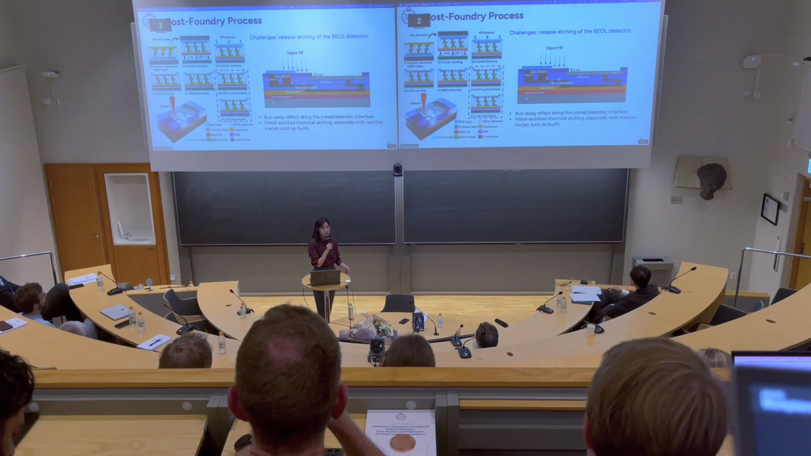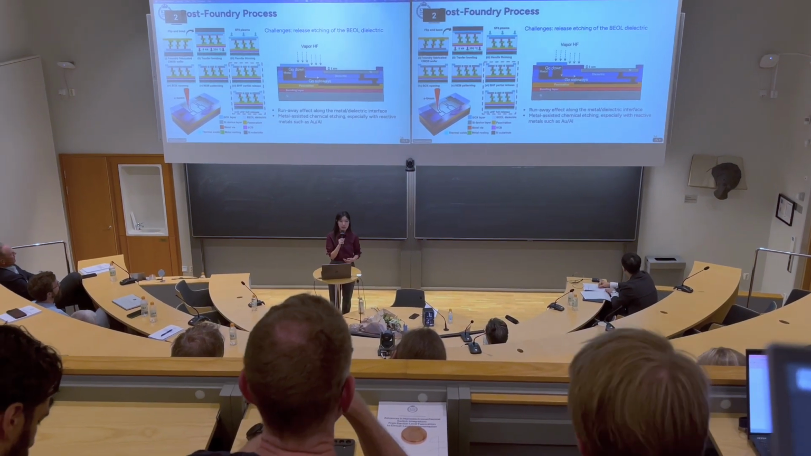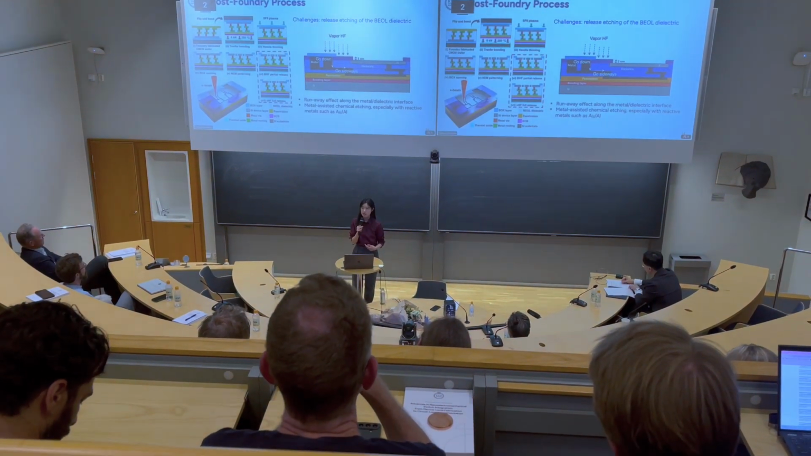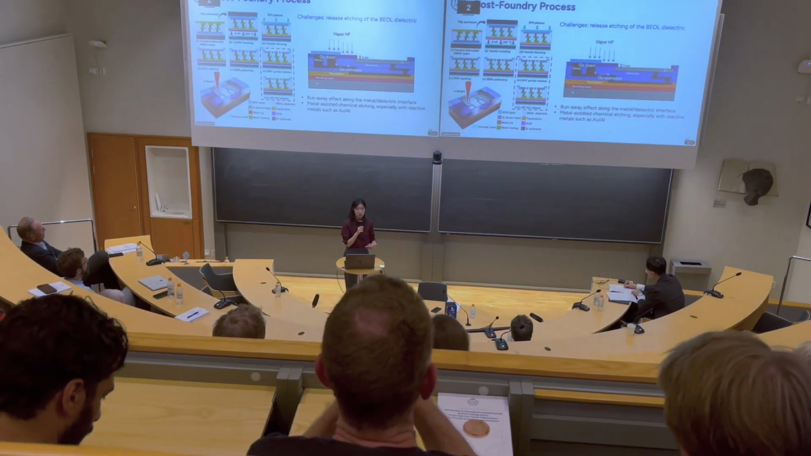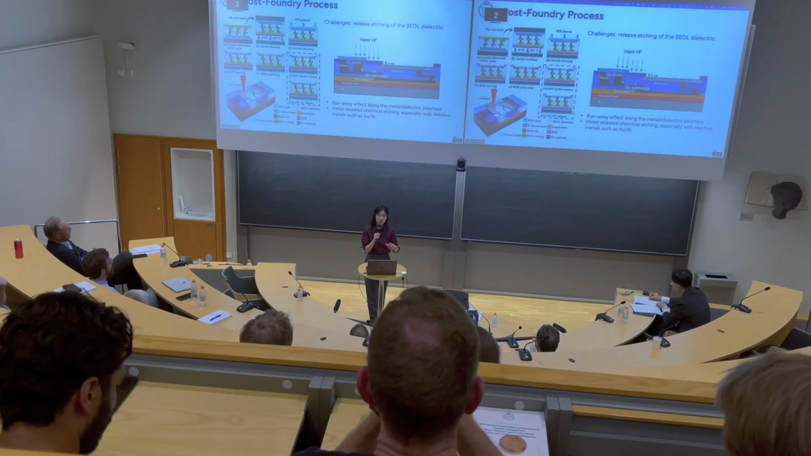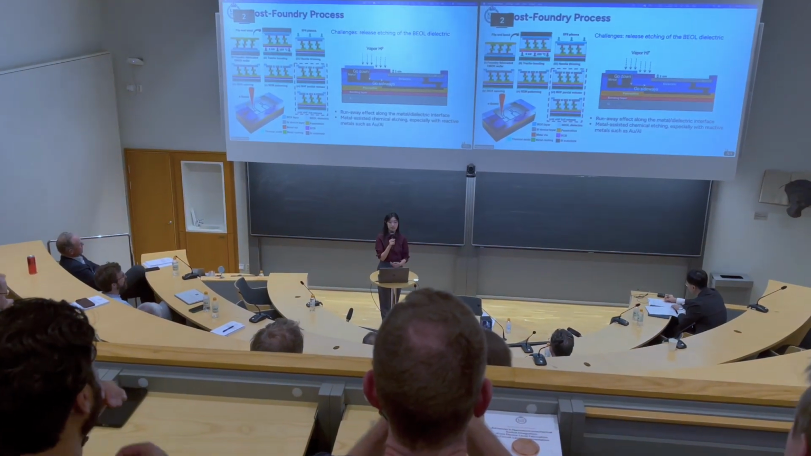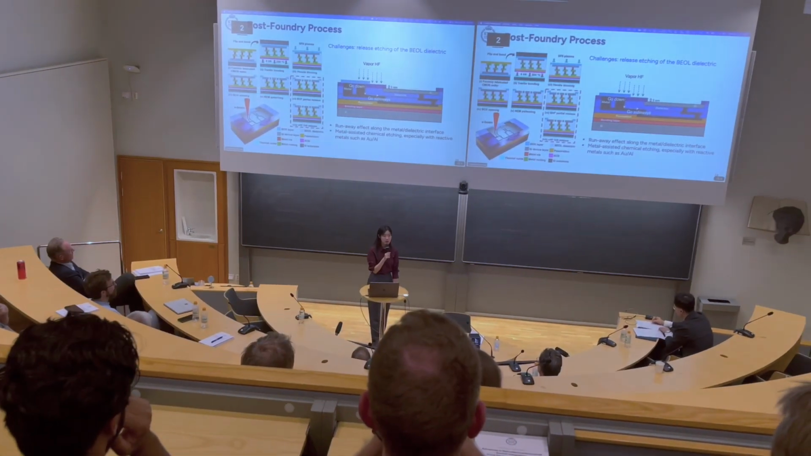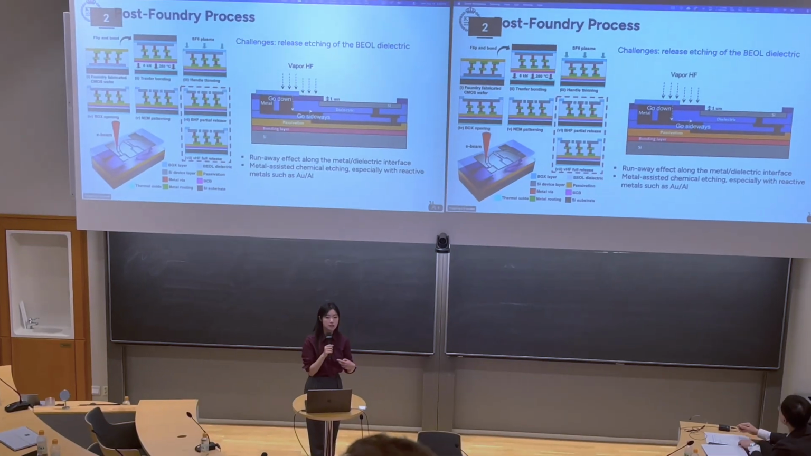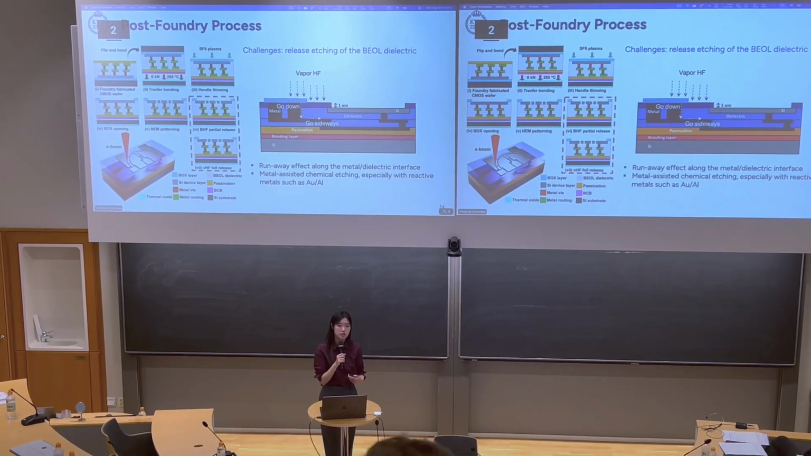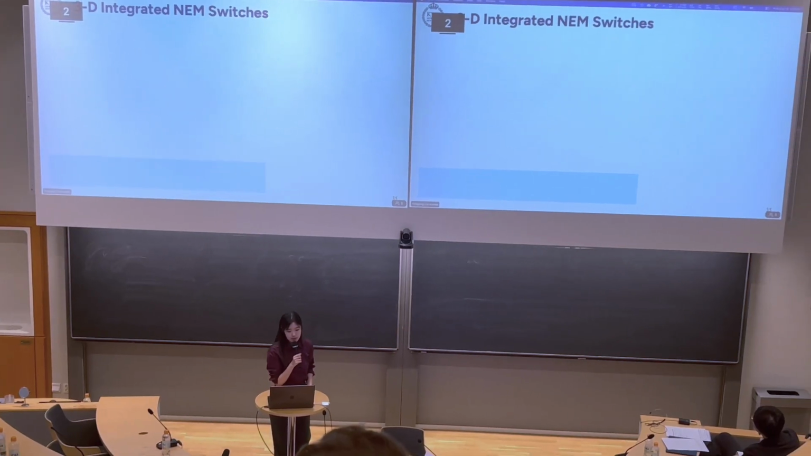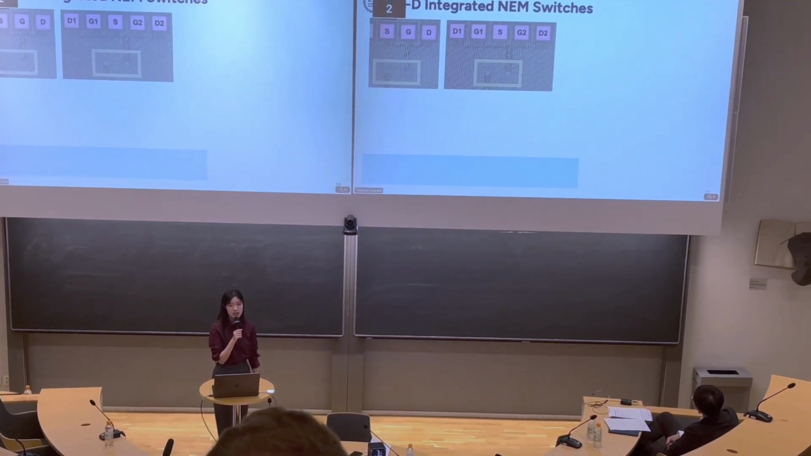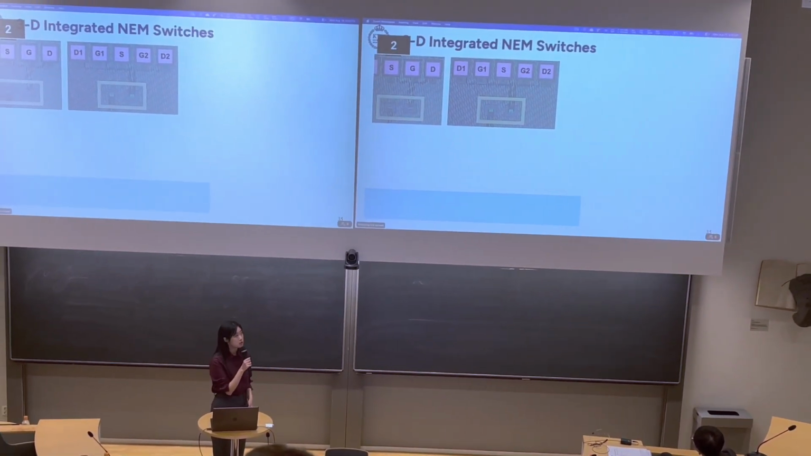So we finally divided the release step into 2 different steps. First, we use buffered HF to create a large undercut underneath the switch beams, with only a small oxide pillar to hold the switch in place. And finally, we use the vapor HF to remove this pillar in a very short and low pressure controlled process. In this way, we can implement both 3T and 7T NEM switches on this 3D integration platform.